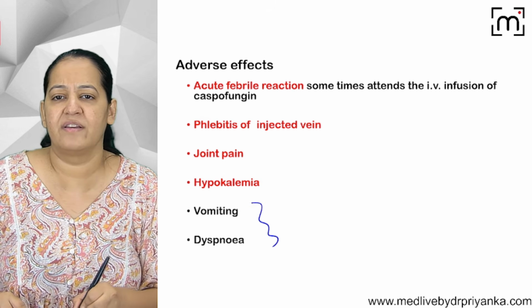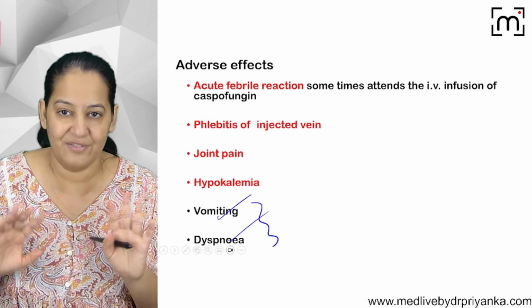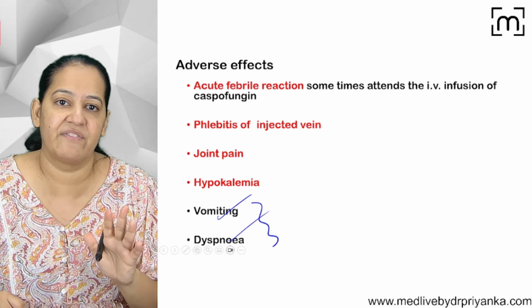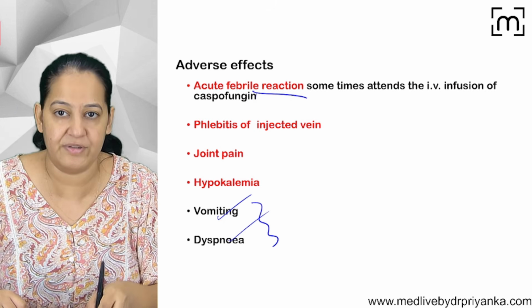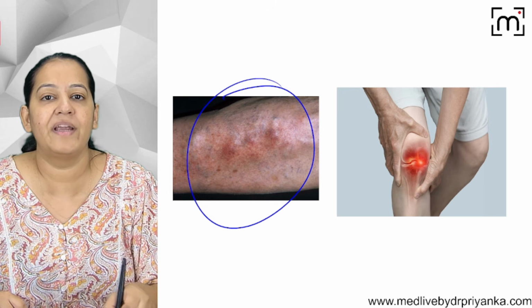Non-specific adverse effects are there, that is vomiting, dyspnea. You don't have to learn those. You have to learn the specific one. The specific one is phlebitis. It is causing phlebitis like amphotericin B. It is also producing joint pain.